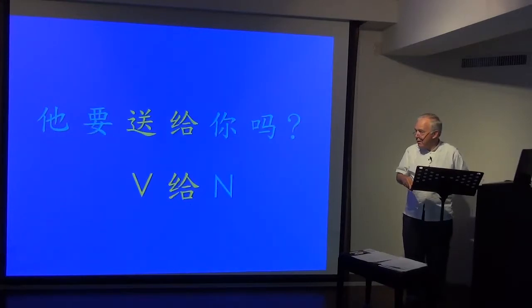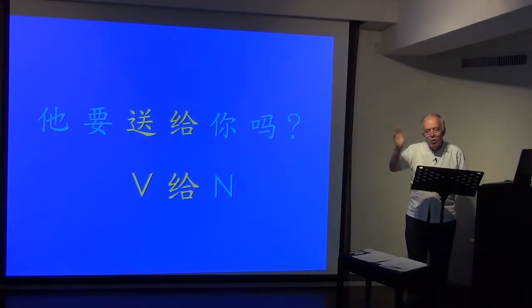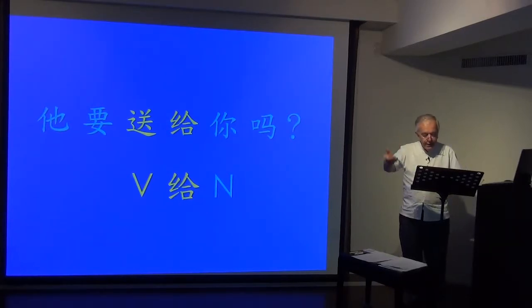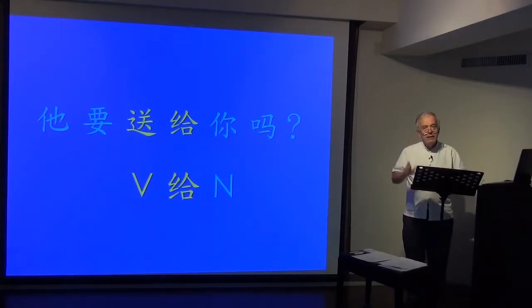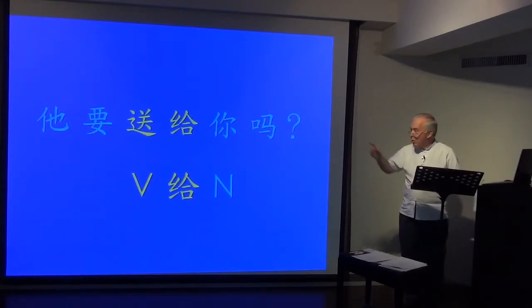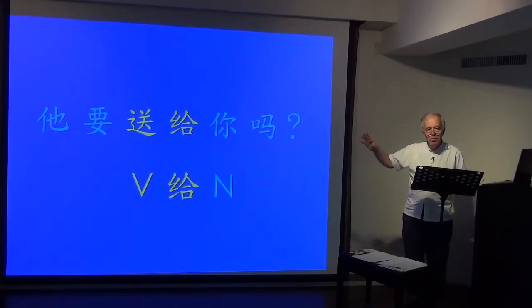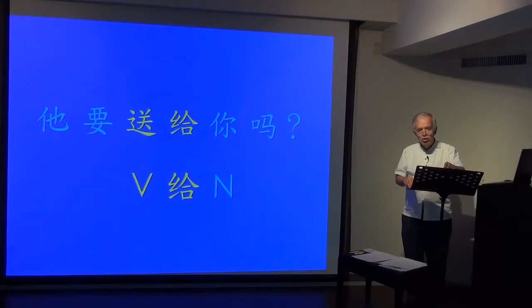Now let's look at 给。他要送给你吗？给 meaning to, not the 给 of for, not 我给你买东西 meaning for. No, when 给 means to. For instance, 拿给你，寄给你，写给你，租 of to rent, 租给你，借给你 to lend, 还给你 to return something borrowed, 我卖给你，我送给你。The 给 comes after the verb, not before the verb, when it means to in this respect, not for.